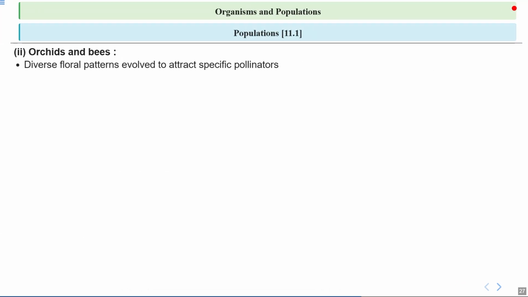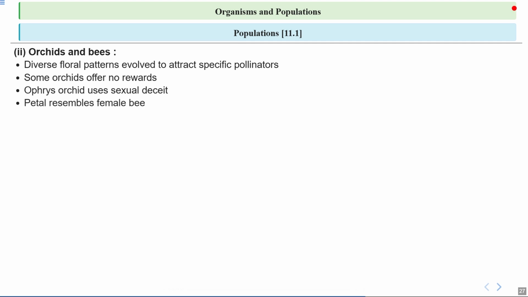The next example is that of orchids and the bees. Orchids have developed diverse floral patterns specifically to attract certain pollinators. This is a great example of coevolution, where two species influence each other's evolution over time. Now some orchids offer no rewards to their pollinators, but orchids have developed other strategies to attract the pollinators. What are these other strategies? The Ophrys orchid uses sexual deceit. This means the orchid tricks male bees by mimicking the appearance and scent of a female bee.